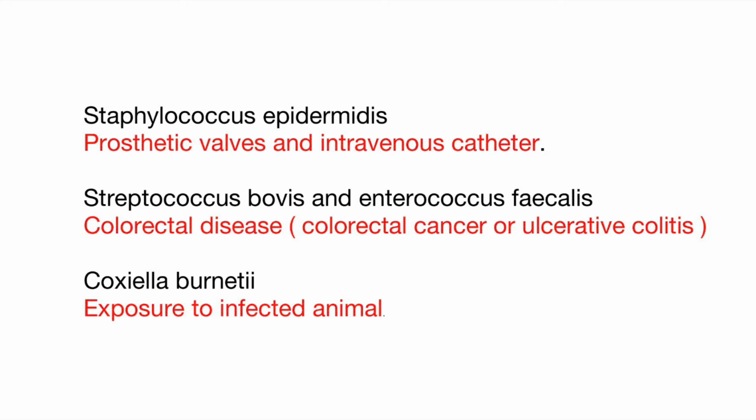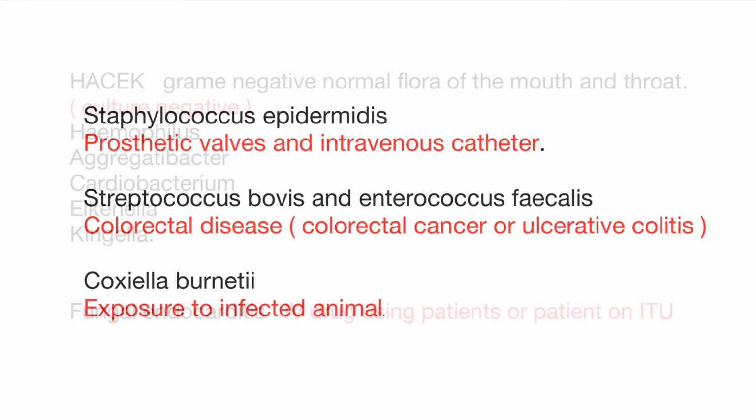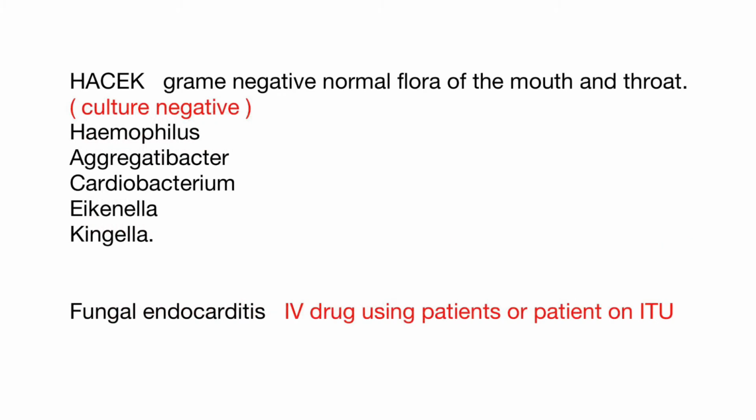Streptococcus bovis and Enterococcus faecalis. And with this particular kind of bacteria, we need to think about colorectal disease, like colorectal cancer or ulcerative colitis. Then Coxiella burnetii, which can be caused by exposure to infected animals. Then the HACEK group of bacteria. These organisms are tricky as they are culture negative. The name of this group is a mnemonic for the group members. Finally, fungal endocarditis, which is common among ICU patients.